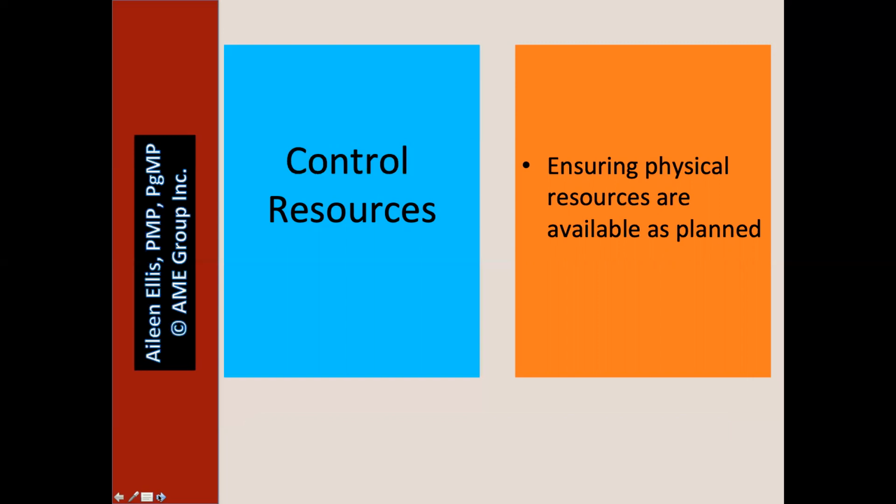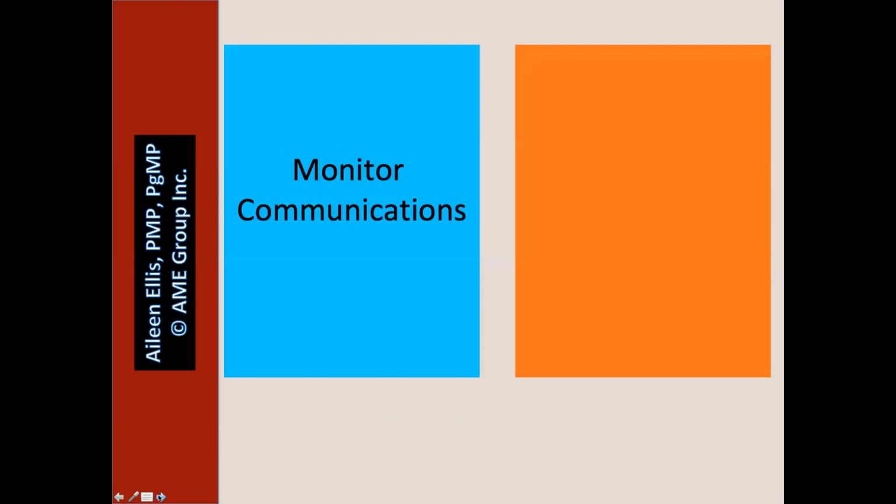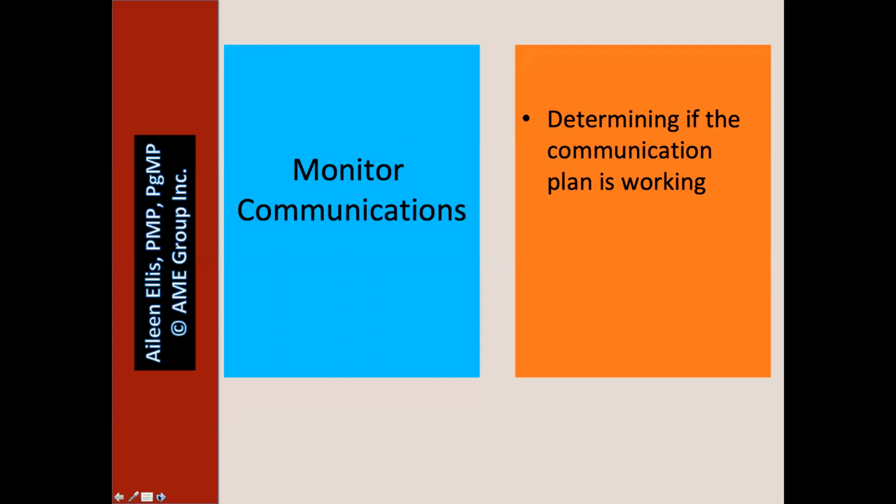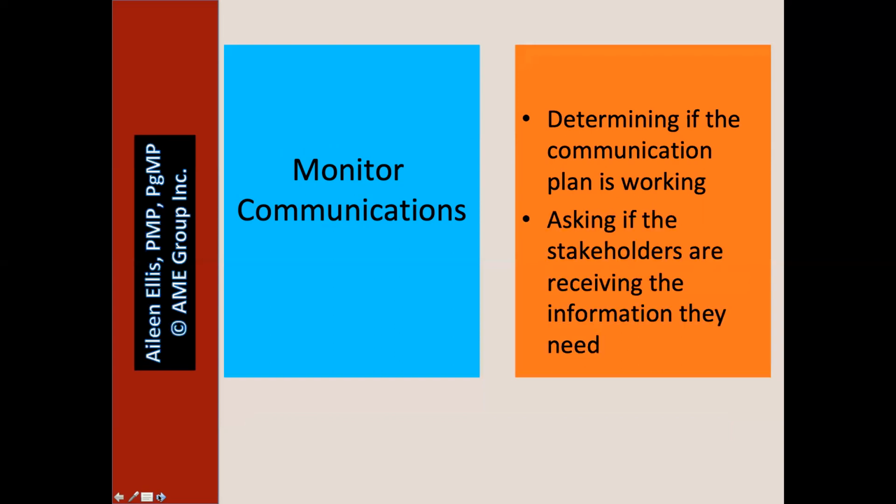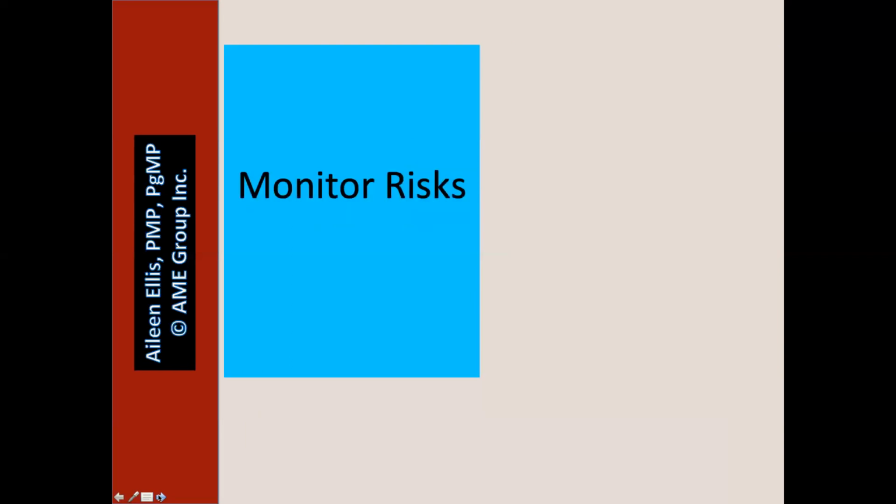Control resources, ensuring physical resources are available as planned. The key word there is physical. This is not about team members. Monitor communications, determining if the communication plan is working, and we're asking ourselves or we're asking the team. We're asking if the stakeholders are receiving the information they need.